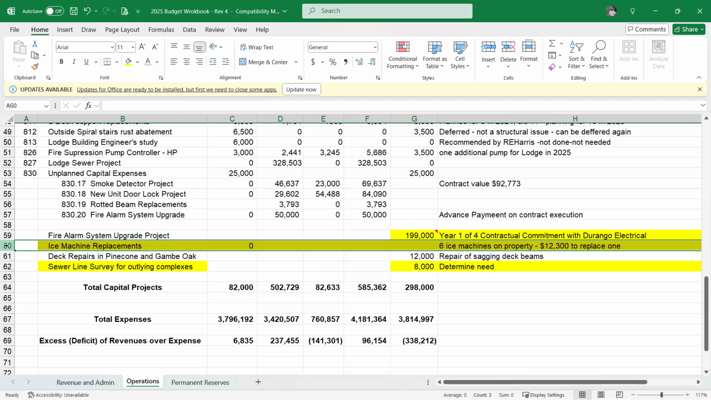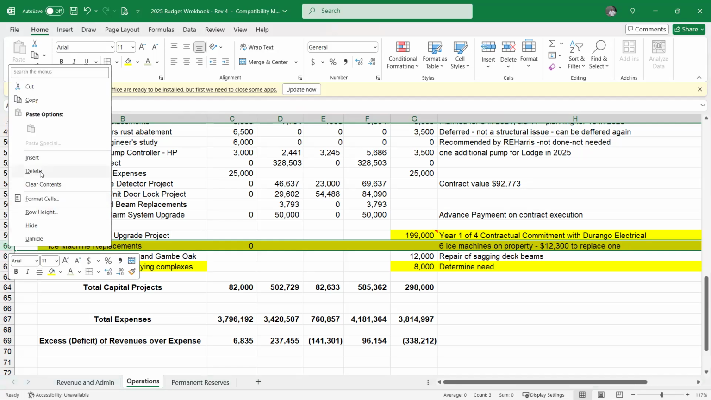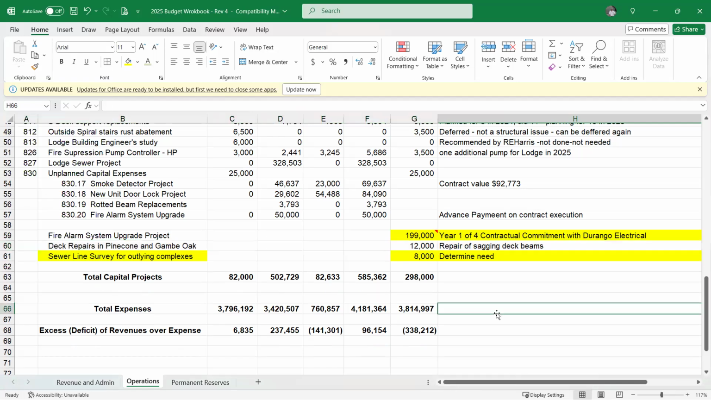So I'm going to delete this line. I think we're in agreement that we don't need to do this. Okay.